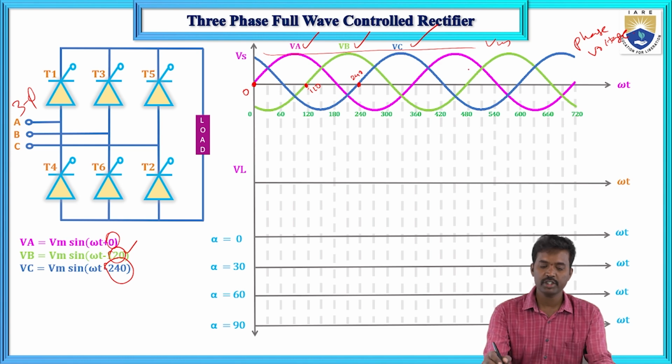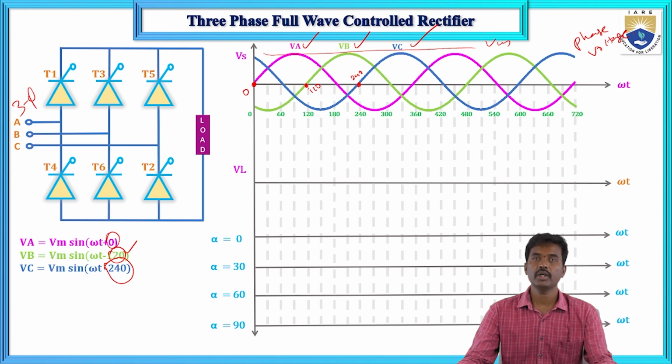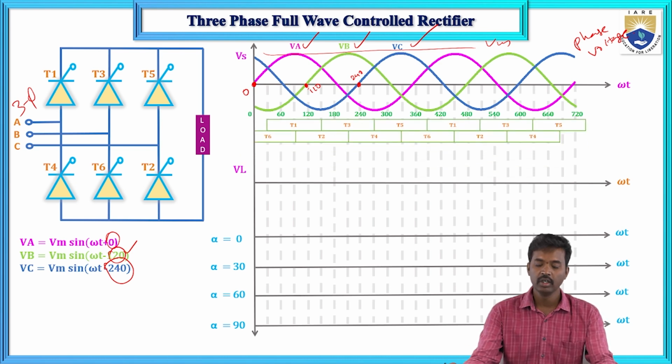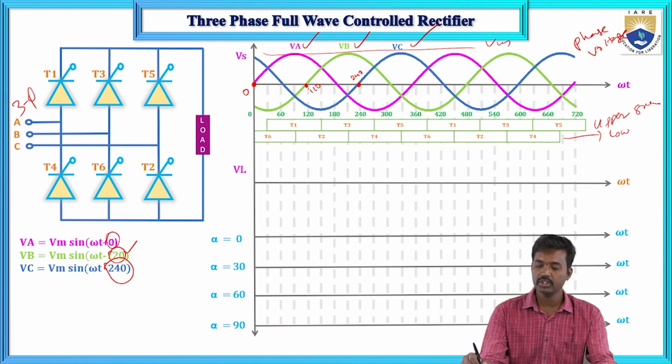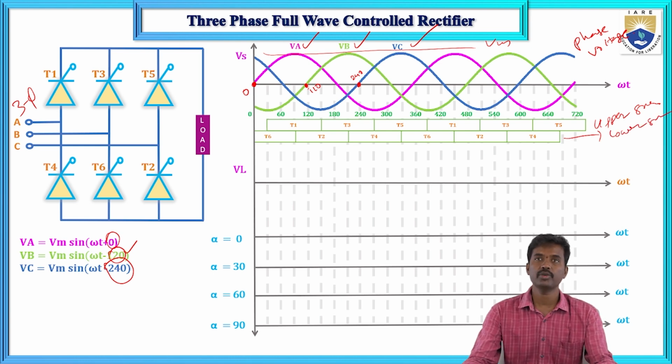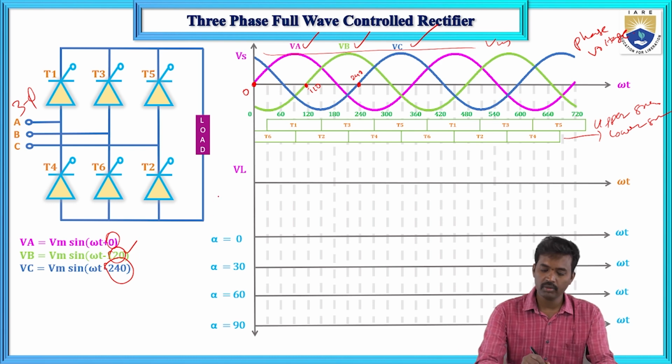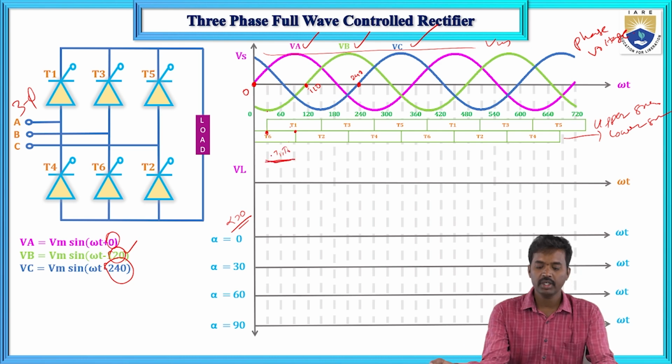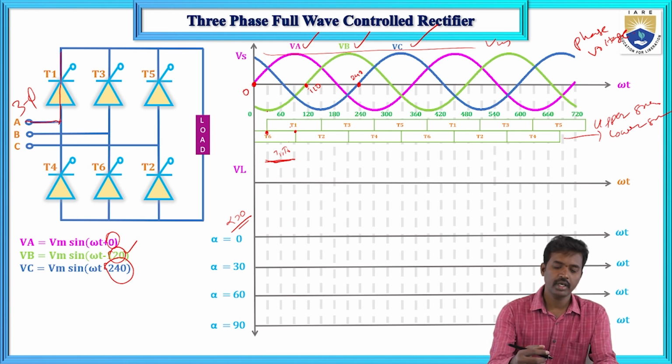Now the three-phase supply is given to the three-phase full-wave controlled rectifier. How will the thyristors conduct? These are the upper group, positive group switches, and these are the lower group, negative group switches. There must always be one upper group switch and one lower group switch conducting. At alpha equals 0, T1 and T6 will conduct during this duration.